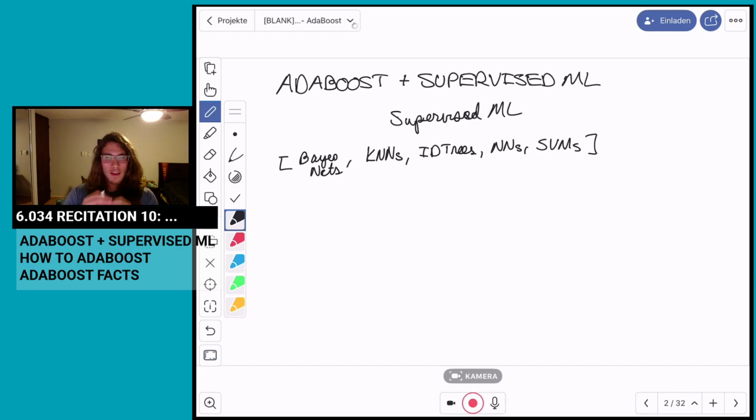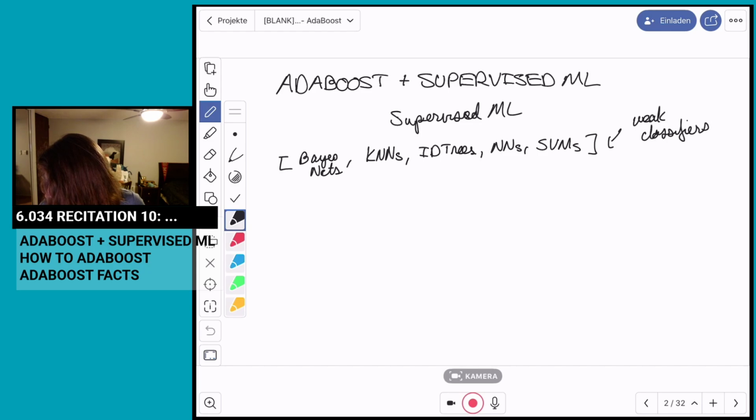But let's say you have a bunch of data, and you've taken the course, or you've seen all my recitation videos, so you know how each of those work, and you make a model for each of these models for this data, some hypothetical set of data, and none of them are able to perfectly classify all the data. Because they're not able to perfectly classify it, we're going to call these weak classifiers. Each of them is going to have some h sub some number associated to it. So it could be h sub 1 for Bayes nets, h sub 2 for KNNs, etc.